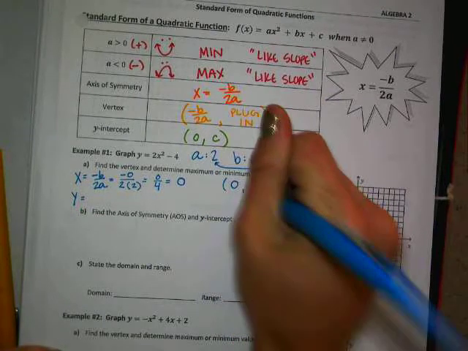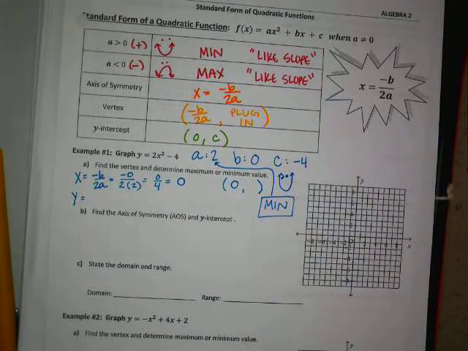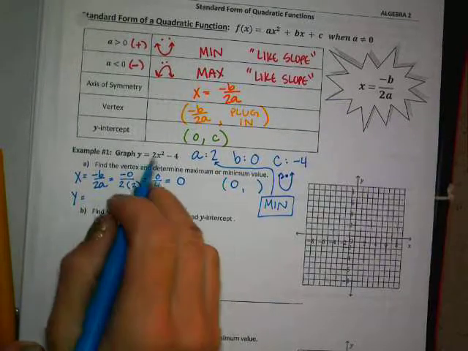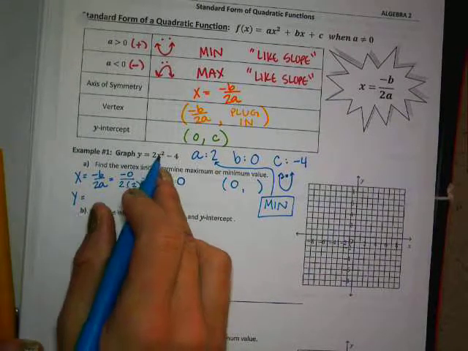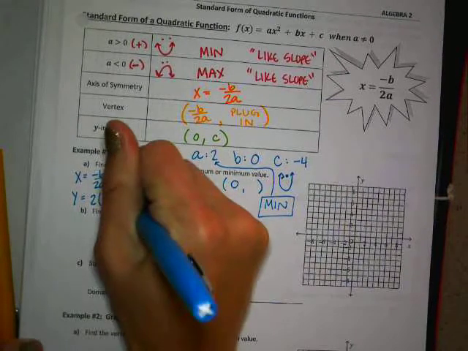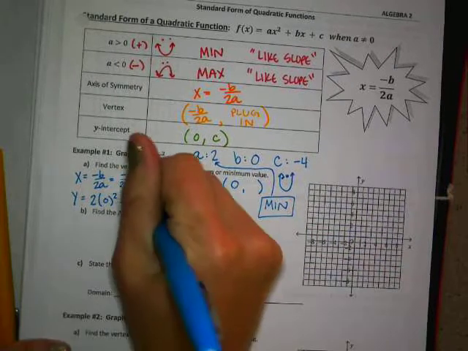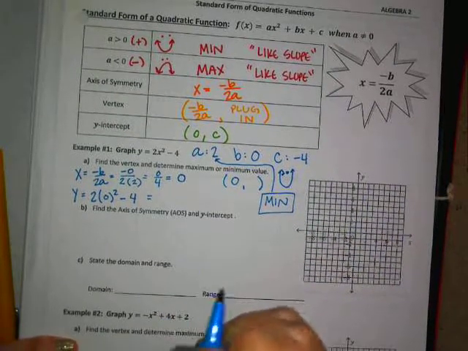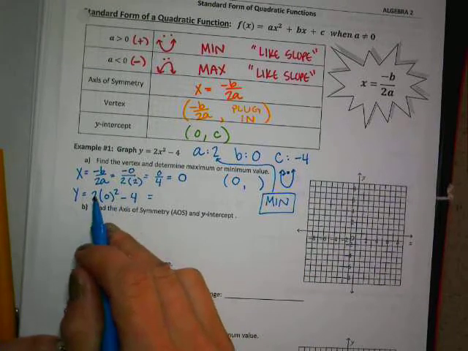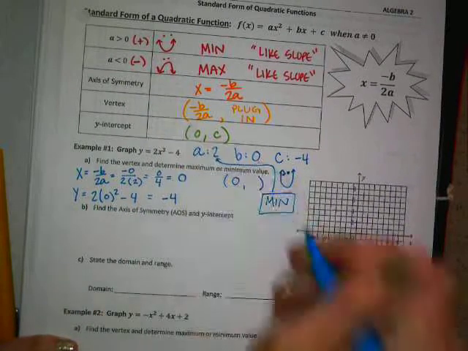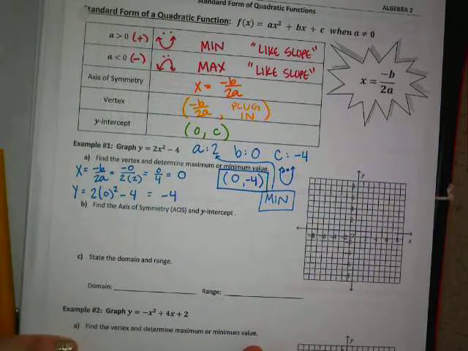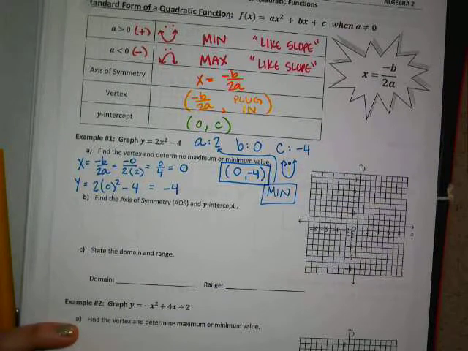So I know x is 0. If I want to find the y, what number am I plugging into my function for x? 0. Because I know x is 0, I'm going to plug 0 in for the x to get the y. So what does y equal? What's 0 squared? 0. What's 0 times 2? What's 0 minus 4? Negative 4. All right, so my vertex is 0, negative 4, and it is also a minimum.